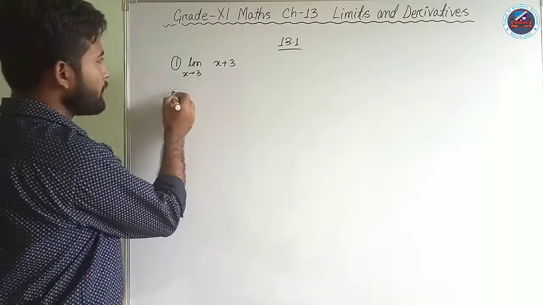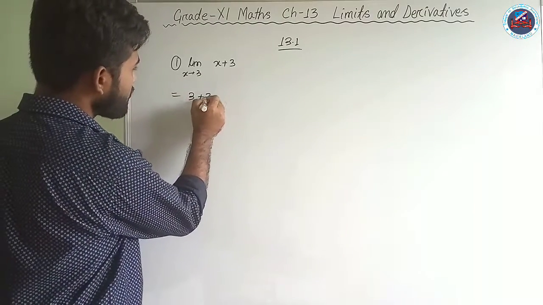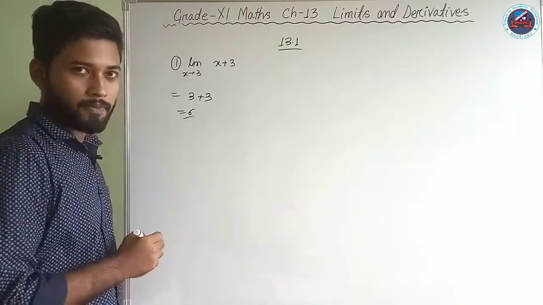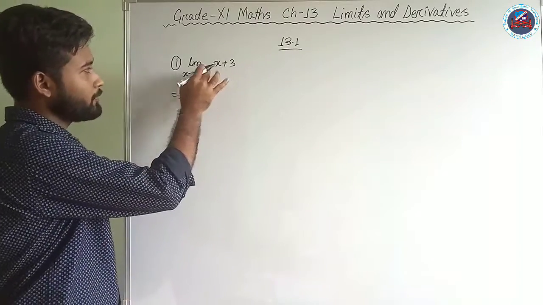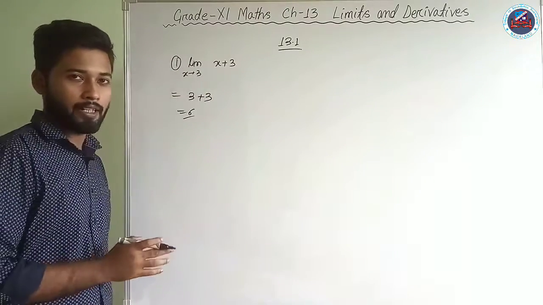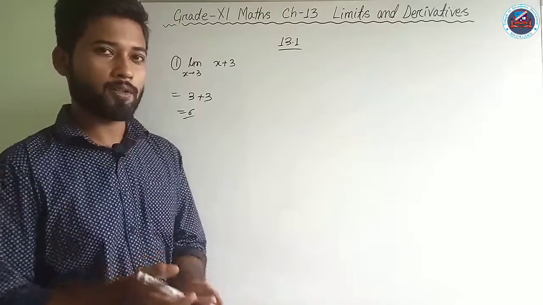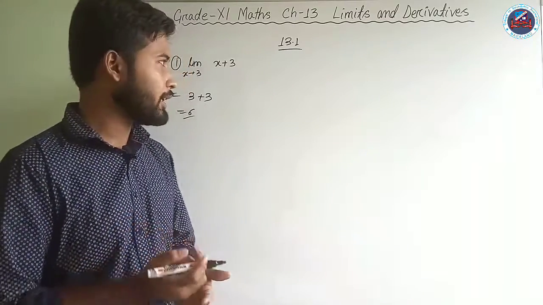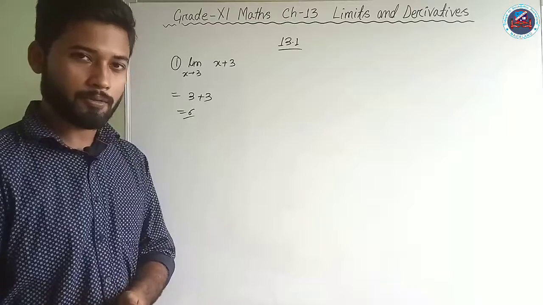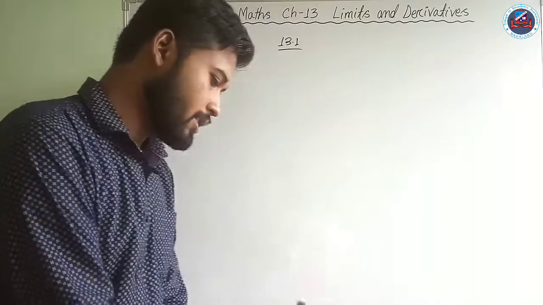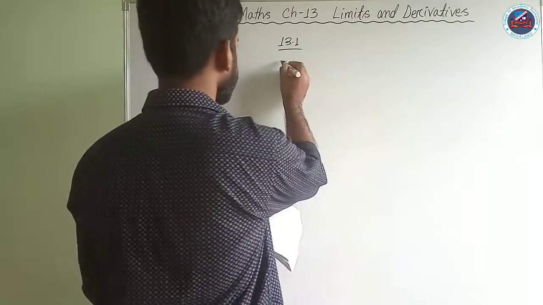Okay, so the limit will be equal to 3 plus 3, and it will be 6. Since this function is defined at x equal to 3, this is fine. But you will see there are many functions which are not defined at 3, and that is the time when the limit is actually used. So let us see question number 6.